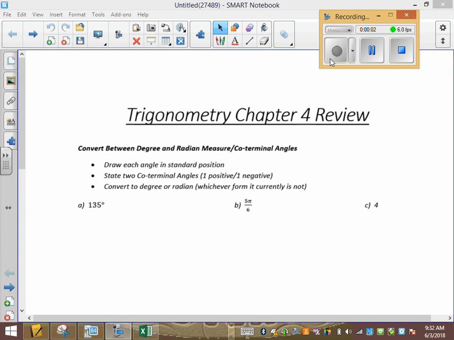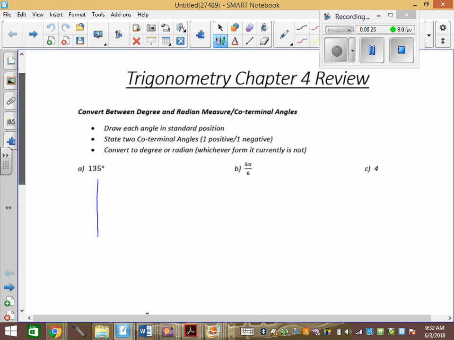Trigonometry, Chapter 4 review. So we have convert between degree and radian mode and coterminal angles. Draw each angle in standard position, state two coterminal angles, one positive, one negative. Convert to degree or radian, whichever form it currently is not. Okay, so we have 135 degrees, which falls between 0 and 360.